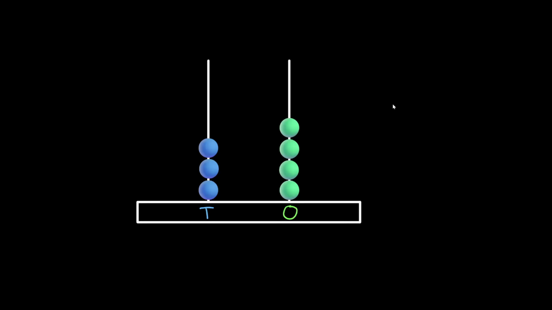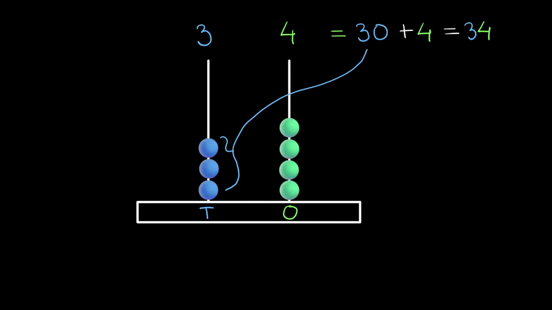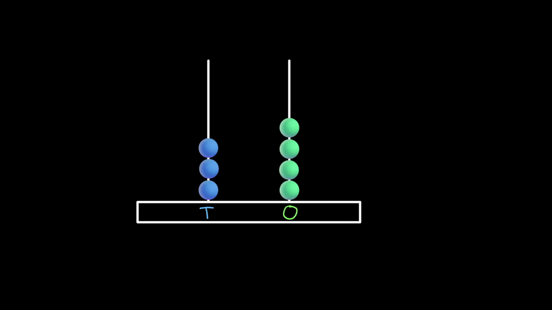Can you tell me the count now? Yes, it's 34. How do we get 34? So now we have 3 in tens place and 4 in ones place, which gives us 3 tens represents 30 and 4 ones represents 4, giving us 34. 3 tens gives you 30 and 4 ones gives you 4. That's how we read an abacus.